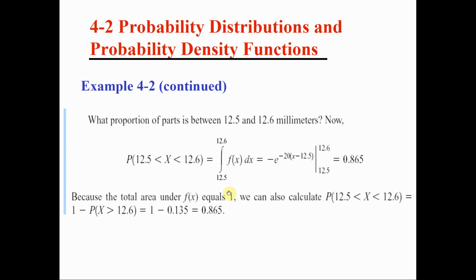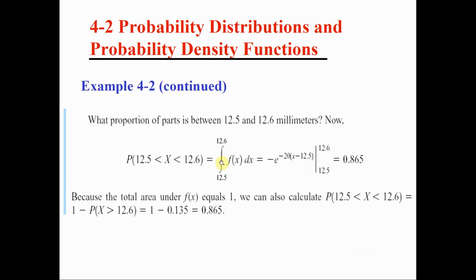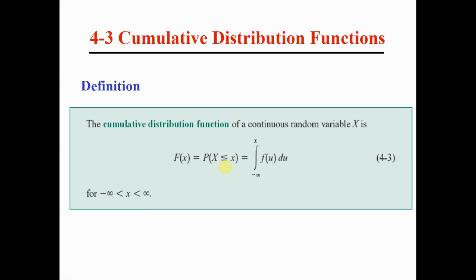Since we know that the total area under the curve is 1, we could have also done 1 minus the probability that we obtained earlier, and it's equivalent, we get exactly the same answer. Now we move to the next concept.